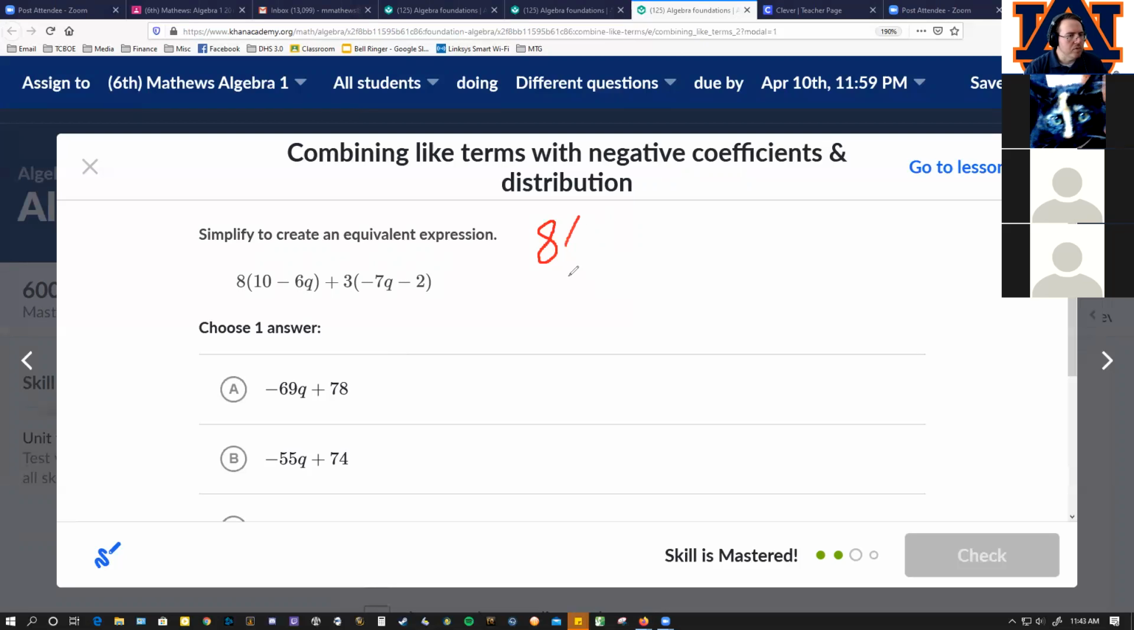8 parentheses 10 minus 6q, plus 3 parentheses negative 7q minus 2. Okay, take a minute. See what you get.